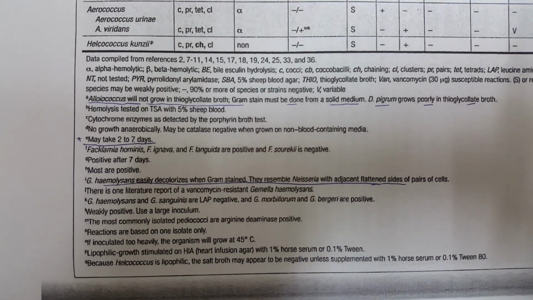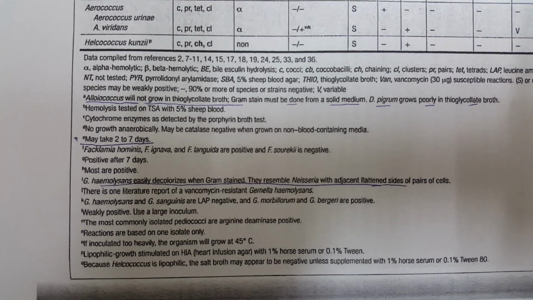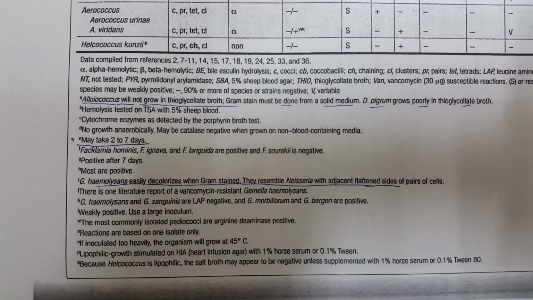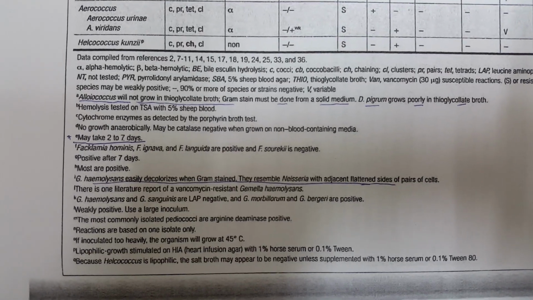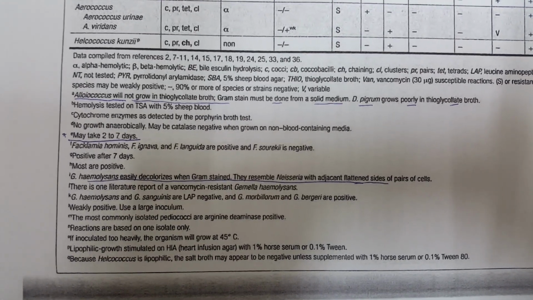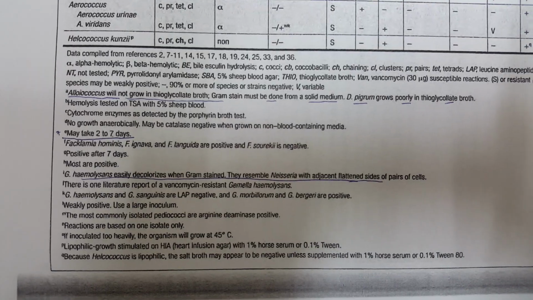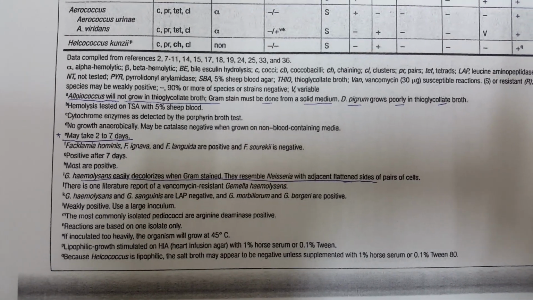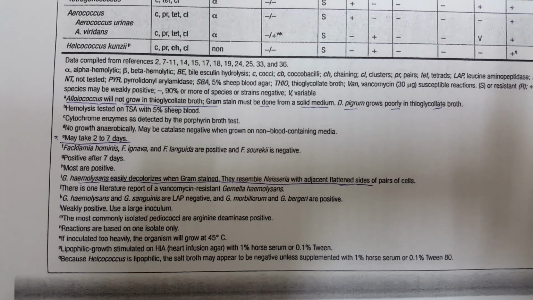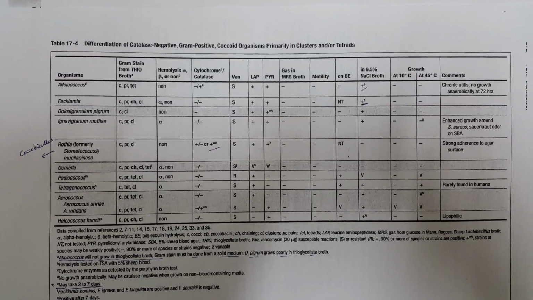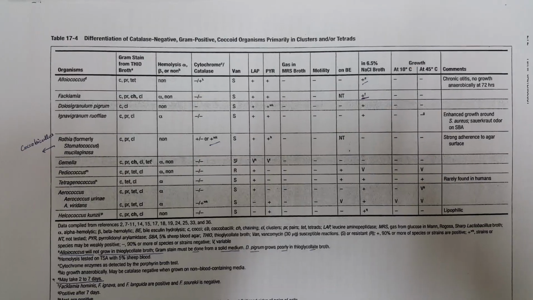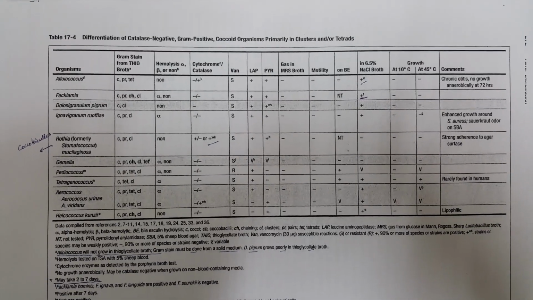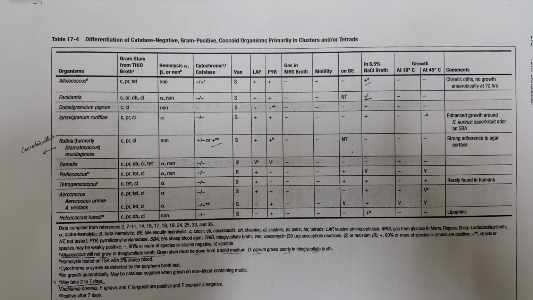Another important feature of Aerococcus is that the organism does not grow in thioglycolate broth, so the gram stain must be done from the solid medium. Dolosigranulum pigrum grows poorly in thioglycolate broth. In this whole chart, only the Pediococcus organism is resistant to vancomycin.